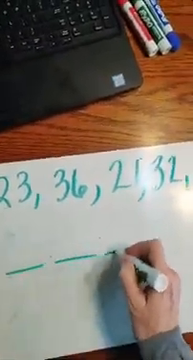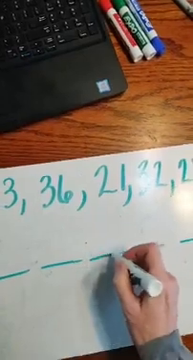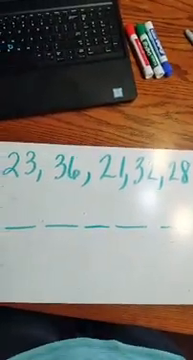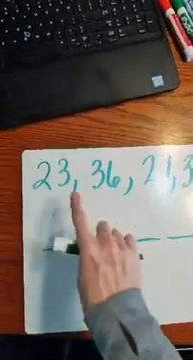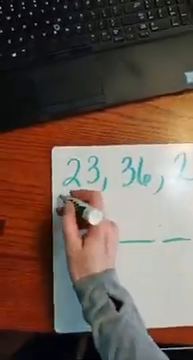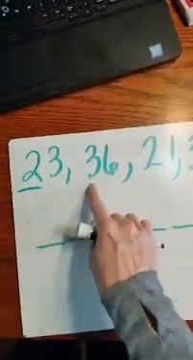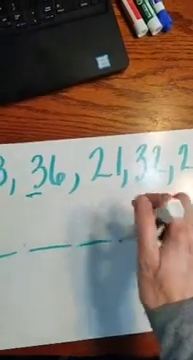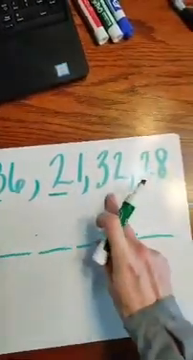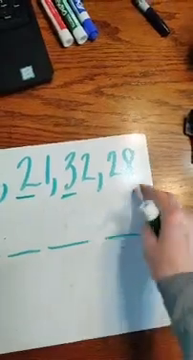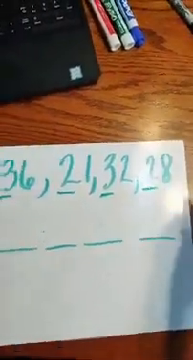I still have 5 numbers, and I still want to put them in order from least to greatest. Tell me again, which one am I underlining? What's in my tens place? You got it, my 2. What about here? Yes, my 3. What about here? Yes, the 2. What about here? Yes, the 3. And last one? Yes, the 2.